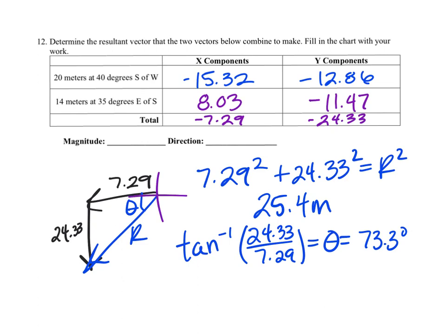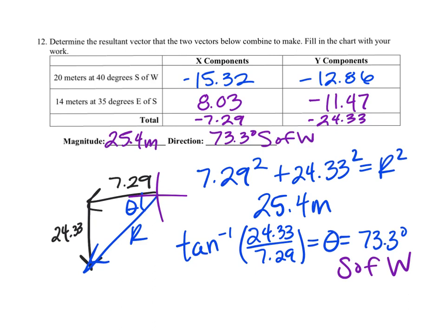So if we put a compass here, we can see it's touching the west axis and it's going below that, so that'd be south of west. So to put all of the pieces together, we end up with 25.4 meters for our magnitude at a direction of 73.3 degrees south of west.